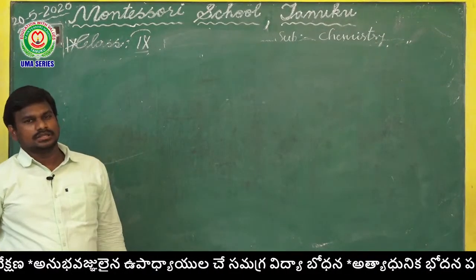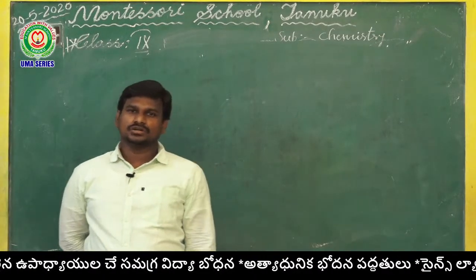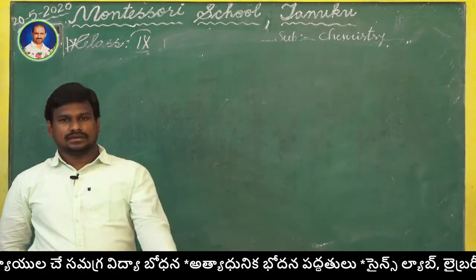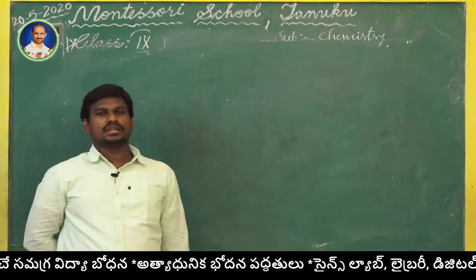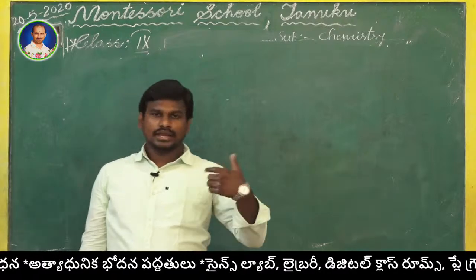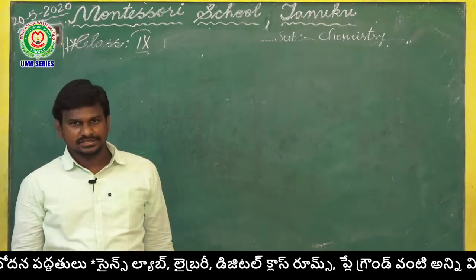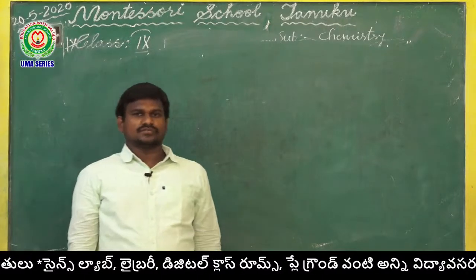And next, tooth decay starts when the pH of the mouth is lower than 5.5. Then how can you prevent this tooth decay? The best way to prevent tooth decay is to clean the mouth after eating food.